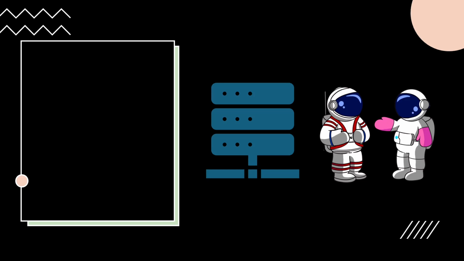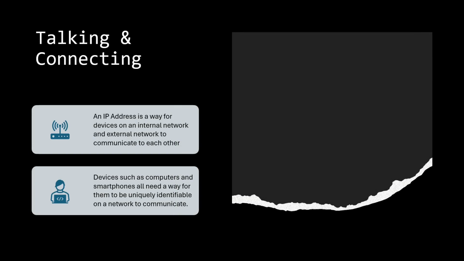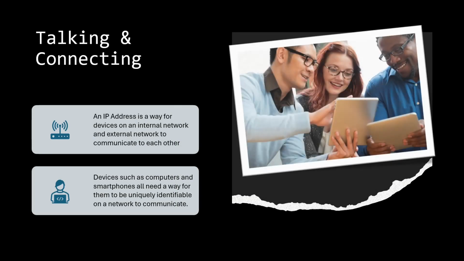Today I'll be discussing what IP addresses are. An IP address is a way for devices on an internal network and an external network to talk and connect. An internal network, for people who don't know, is your home network. It's internal, you control it, and external networks are things you don't control. These are managed by other companies or organizations that go beyond your home router. And IP addresses are used to communicate to these networks.